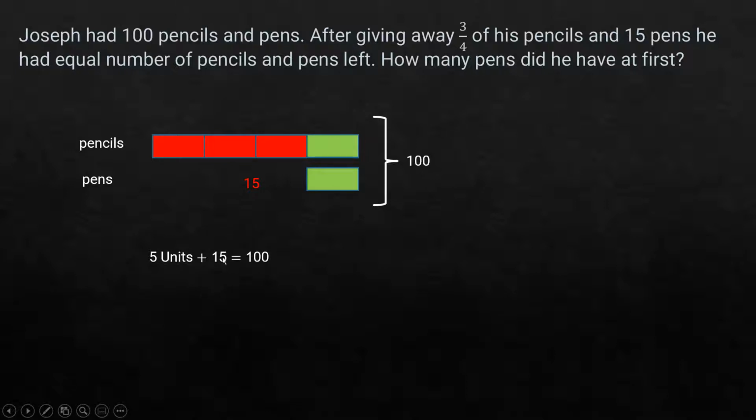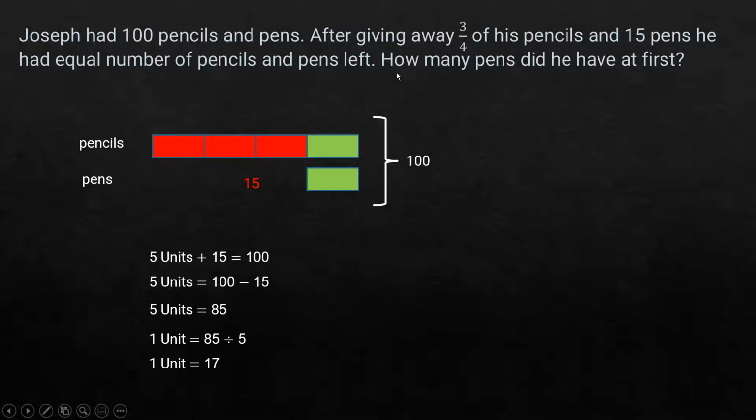We want to cancel the 15 here. So what we can do is subtract 15 from both sides. So 15 minus 15 gets cancelled off, and on the other side it's 100 minus 15. So 5 units is equal to 100 minus 15, and that is equal to 85. So 1 unit will be equal to 85 divided by 5. So 5 equal size units is equal to 85, and for 1 unit, you have to divide that 85 into 5 equal parts. Then you will get 1 unit is equal to 17.